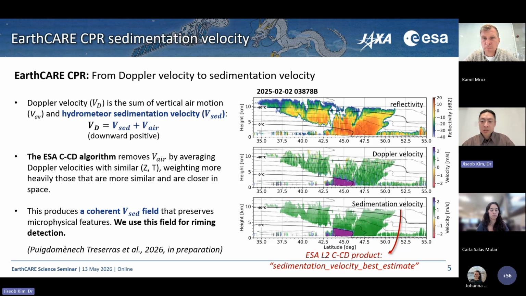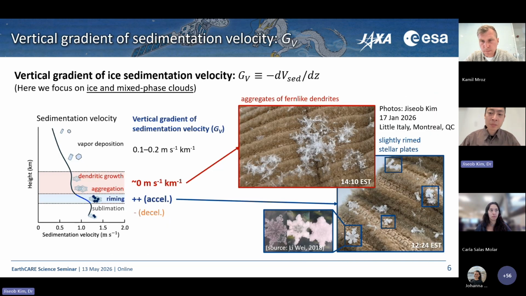One important point is that this algorithm is mainly designed for stratiform cloud, so in this study, I removed convective profiles in advance. Okay, so in this study, what I focus on is the vertical gradient of sedimentation velocity. I call it ZV, and I reverse the sign so that positive values indicate acceleration of falling particles. This gradient gives us microphysical information and context that we cannot get from the particle velocity itself.